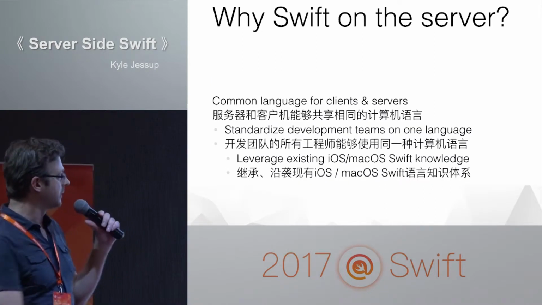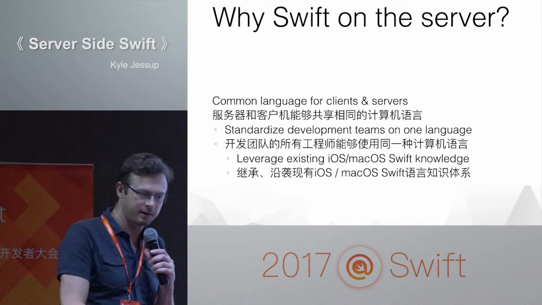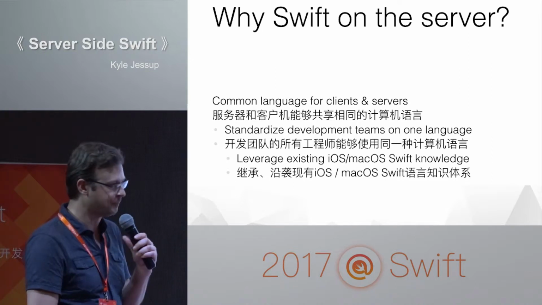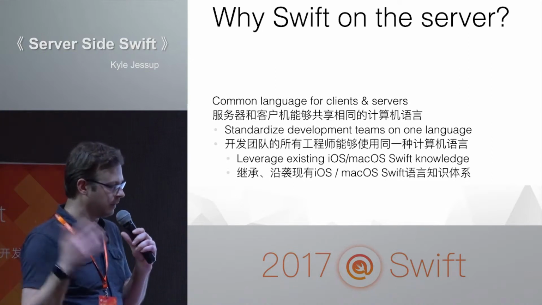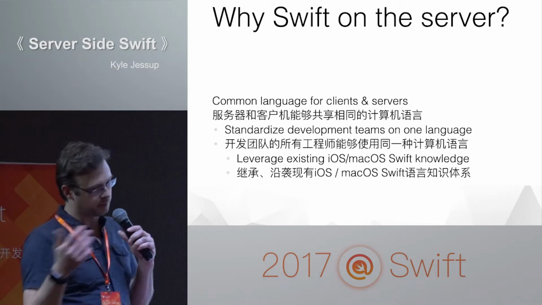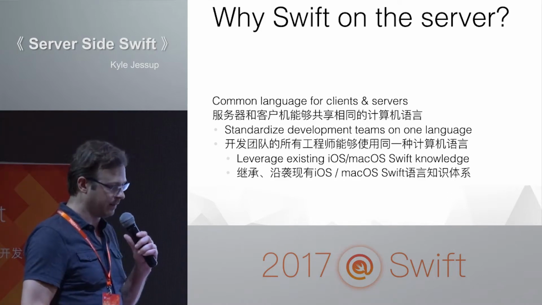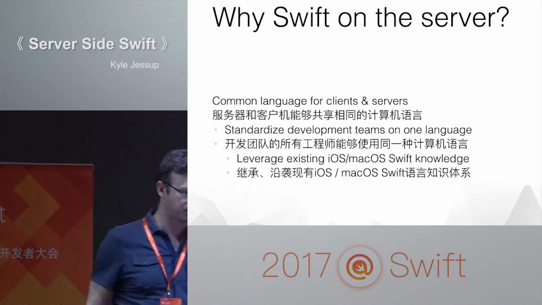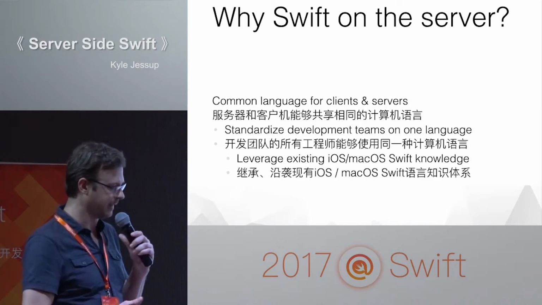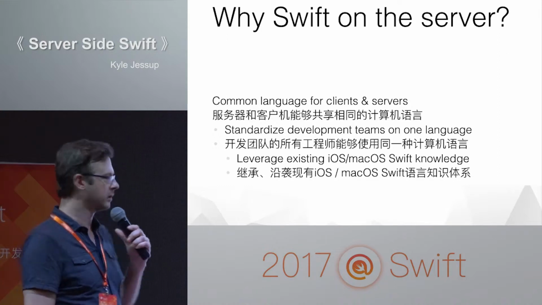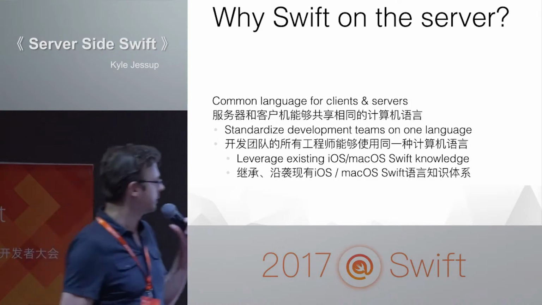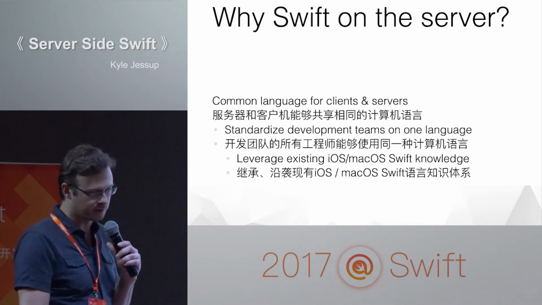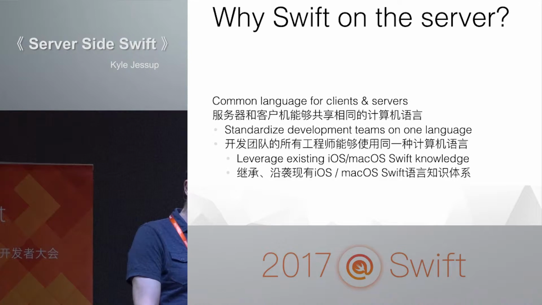The other benefit of using Swift on the client and server is that you can standardize your development teams on a specific language. Instead of having to use, say, JavaScript, Ruby, Python, and Swift to pull together your multi-component system, servers and clients, you standardize on one language, which I think ultimately is a pretty decent one. So you really leverage all your existing knowledge when you move to writing server-side software.